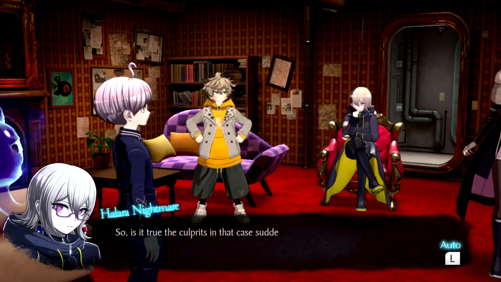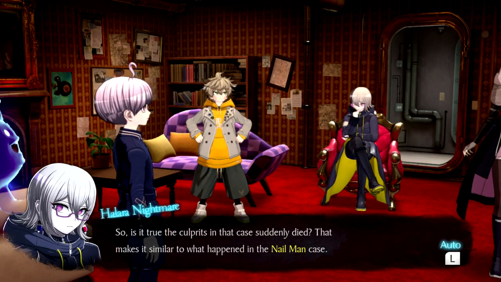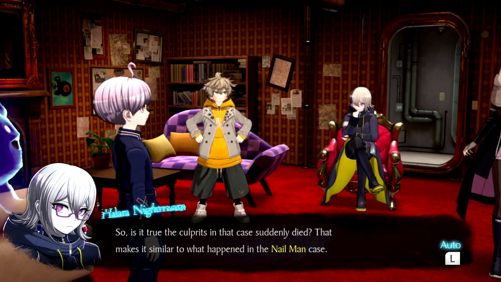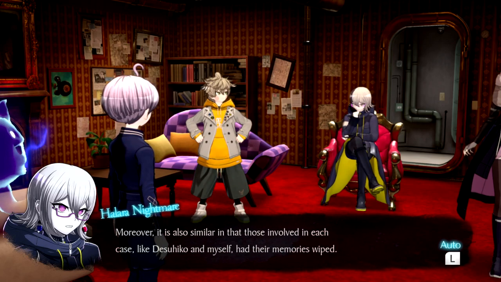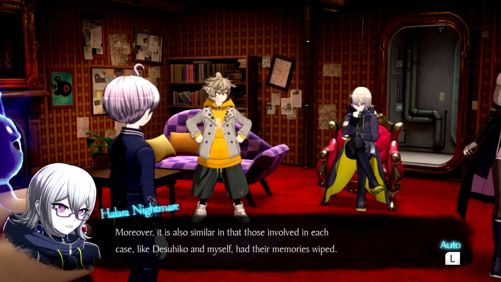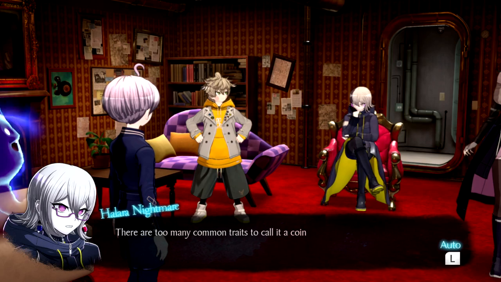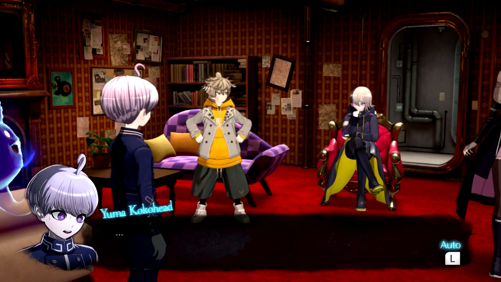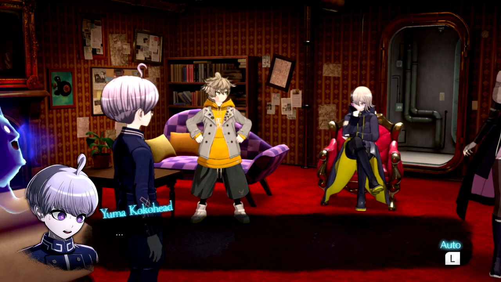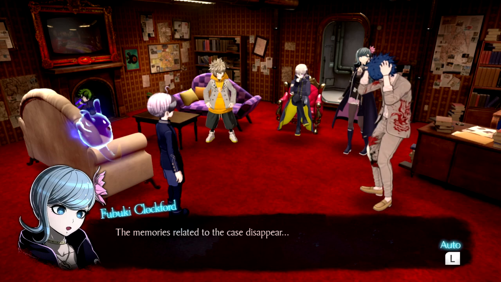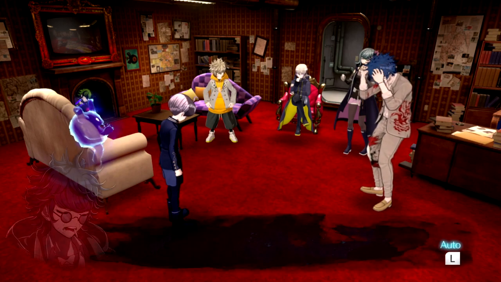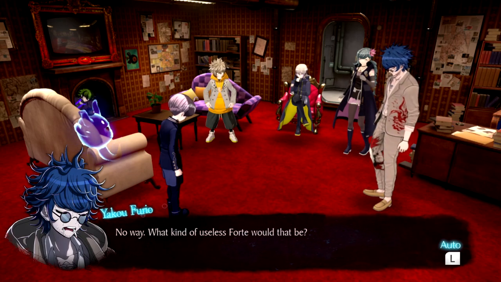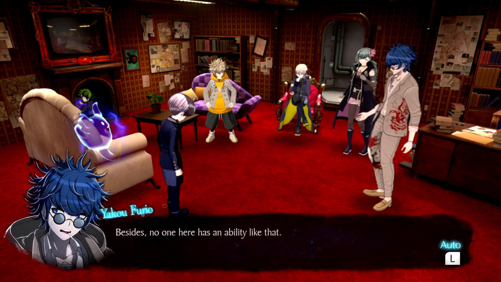Please remain calm. So, is it true the culprits in that case suddenly died? That makes it similar to what happened in the Nailman case. Moreover, it is also similar in that those involved in each case, like Desuhiko and myself, had their memories wiped. Let's really not think too hard on this. There are too many common traits to call it a coincidence. The memories related to my case disappear. Perhaps it is due to someone's forte. No way. What kind of useless forte would that be? Besides, no one here has an ability like that.